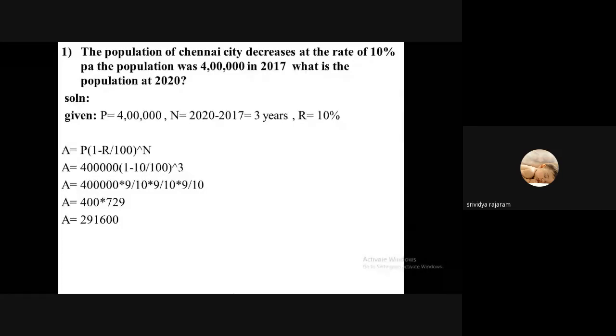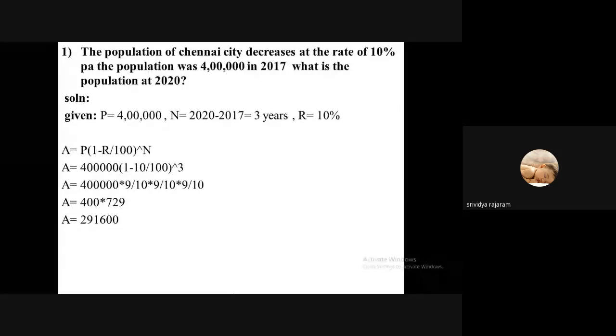So it is nothing but we are going to apply the after n years decreasing formula, because the 2017 value is given and they are asking us to calculate 2020. So it is 2017 after 3 years. 2020 minus 2017 is nothing but 3 years. So after 3 years from 2017, what will be the population in Chennai city? That is the question being asked. The initial amount, 2017, they gave us 4 lakh, so that we will consider as P. So P is equal to 4 lakh. N is 2020 minus 2017, which is 3 years, and R is given as 10% per annum decreasing. So now you are going to apply the after n years decreasing formula.